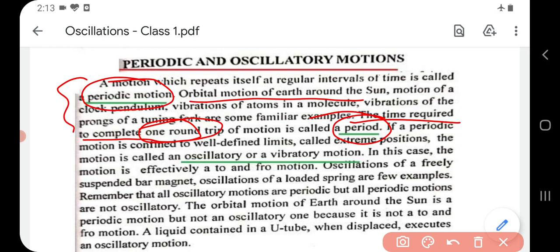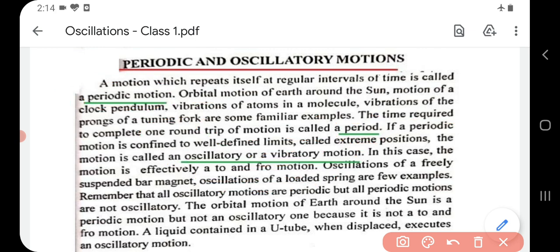So you have studied the definition of periodic motion now, right? Now if that particular periodic motion is confined or restricted to well defined boundaries or limits called extreme positions, then you call that periodic motion an oscillatory or vibratory motion. That is, if the periodic motion is confined to well defined limits called extreme positions, you call it an oscillatory or vibratory motion. So there is another definition. So an oscillatory or vibratory motion is nothing but a to and fro motion. That is a system moving forward and a system moving backward. So to and fro motion. That is called an oscillatory or vibratory motion.